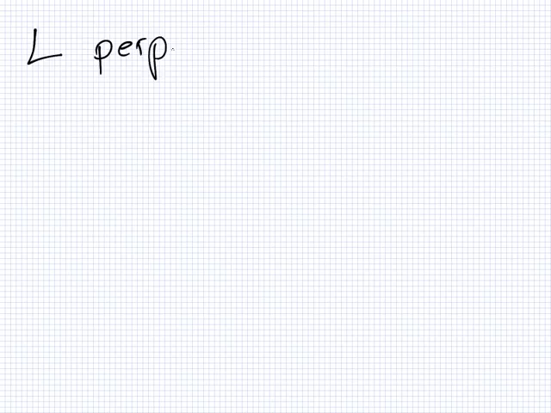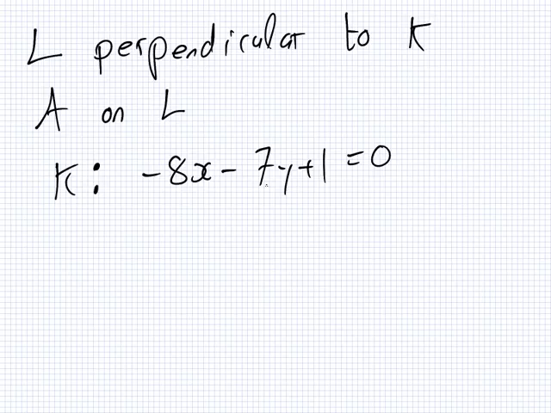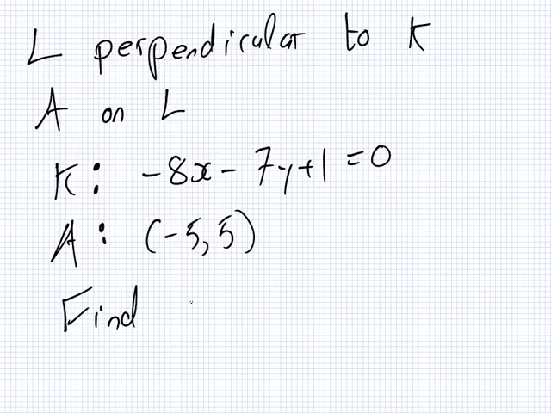Let me give you one like this to try, but the only difference is it'll be perpendicular. Okay, so let's go with line L is perpendicular to K. A is on L. K is minus 8x minus 7y plus 1 equals 0. And A is (-5, 5). And of course, no surprise, I want you to find L.